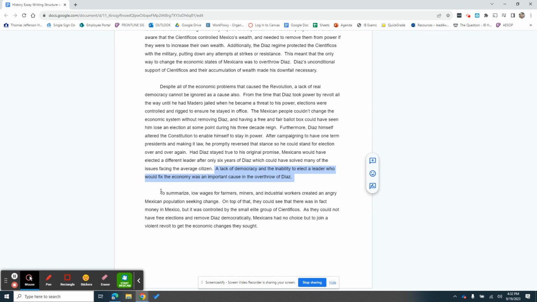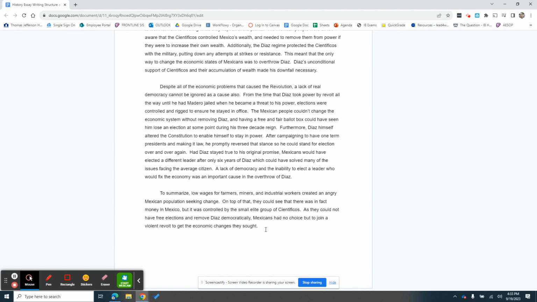Concluding paragraph. "To summarize, low wages for farmers, miners, and industrial workers created an angry Mexican population seeking change." So we're taking those ideas and putting them back into one sentence. "On top of that, they could see that there was, in fact, money in Mexico, but it was controlled by a small elite group of cientificos. As they could not have free elections and remove Diaz democratically, Mexicans had no choice but to join a violent revolt to get the economic changes they sought." So it's basically taking everything in the paper and putting it back down into, in this case, 3 sentences. No new ideas, no questions, right? It's just summarizing everything that's been written.